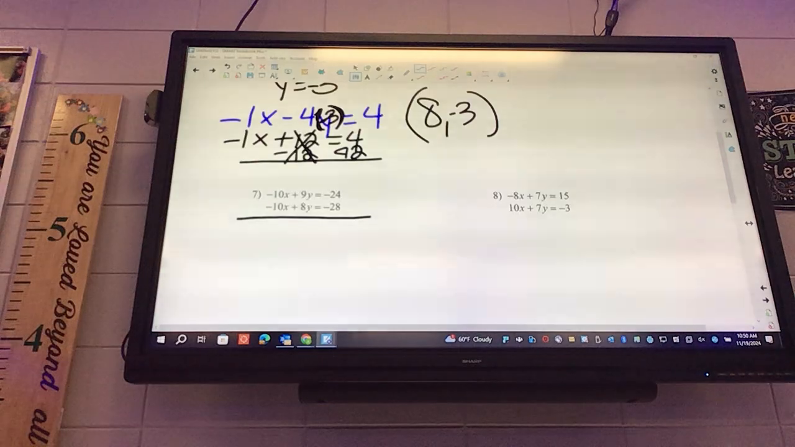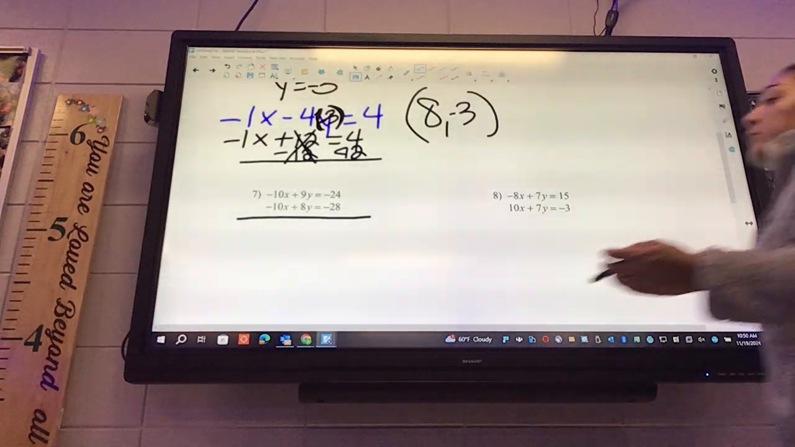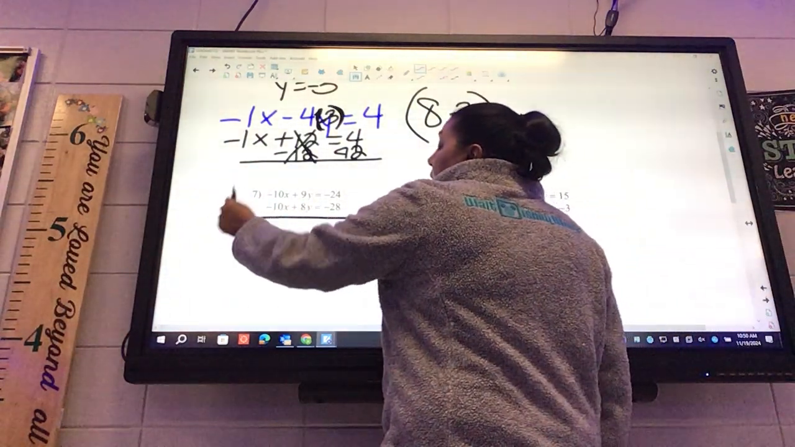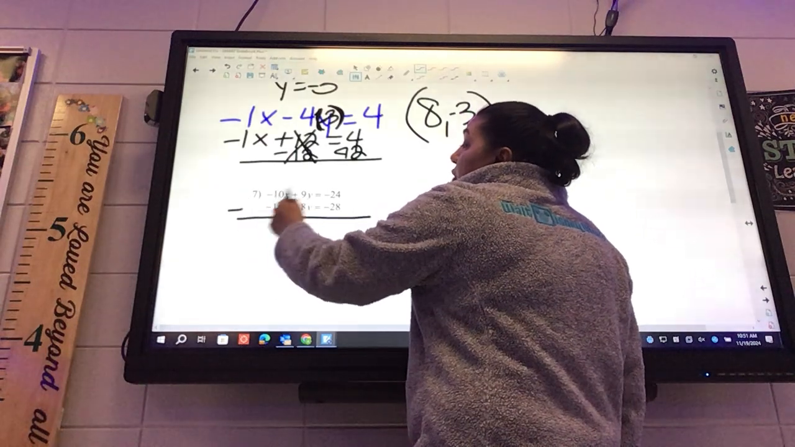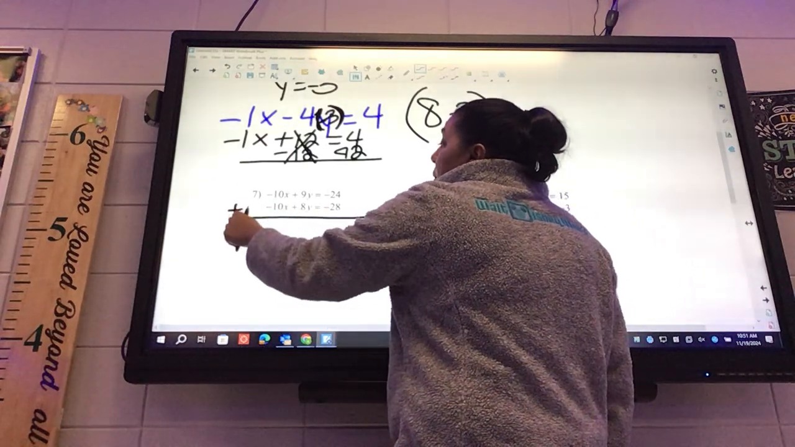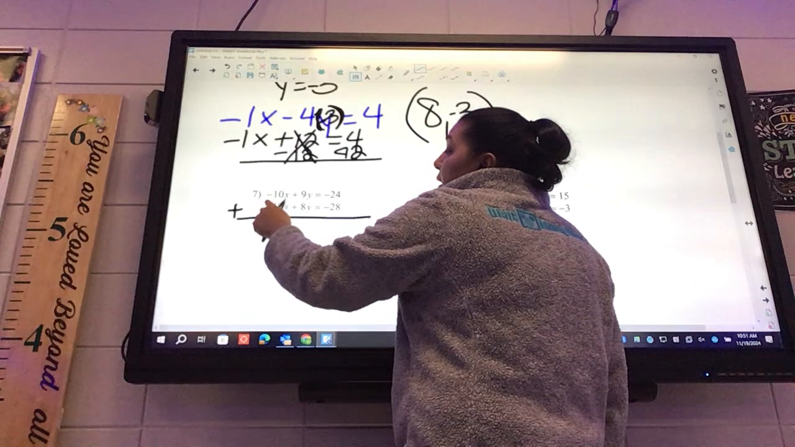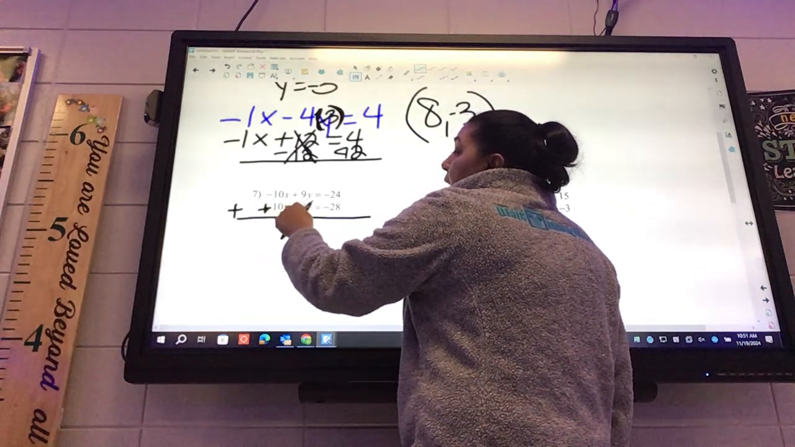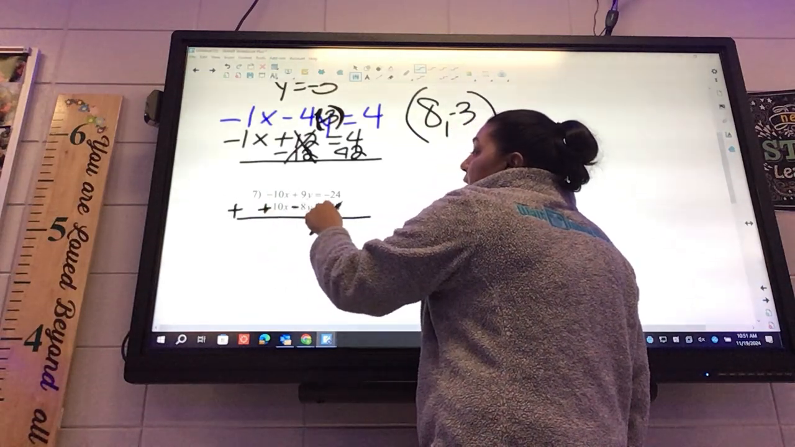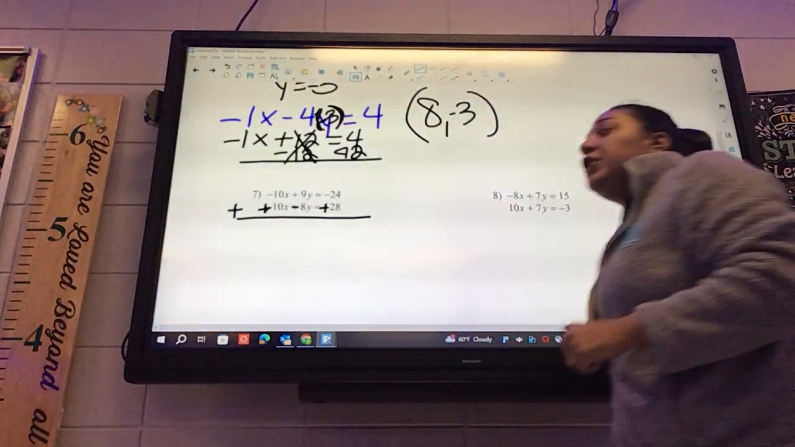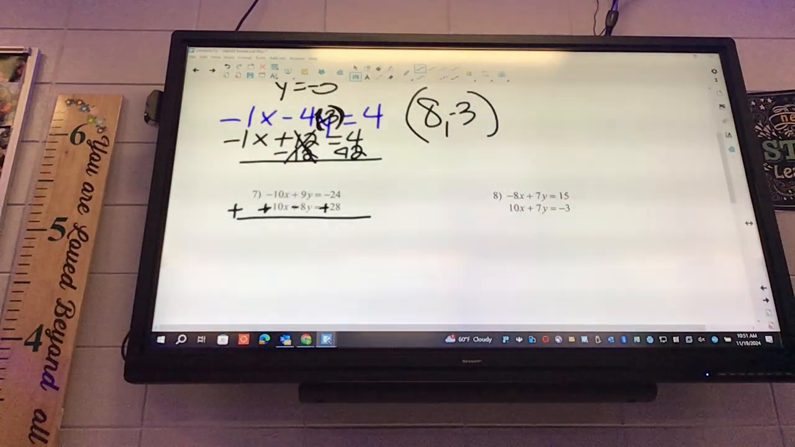You can either put just a subtraction sign here and just know that you need to change all the signs, or you can put a plus sign and change all these. So a minus is going to be a plus, a plus is going to be a minus. You only change the signs on the second one. And now it's really an addition problem.